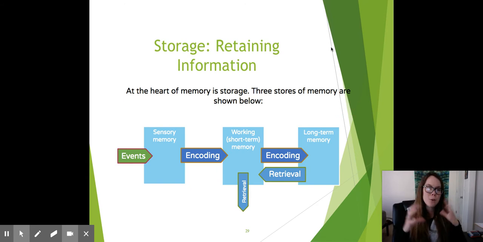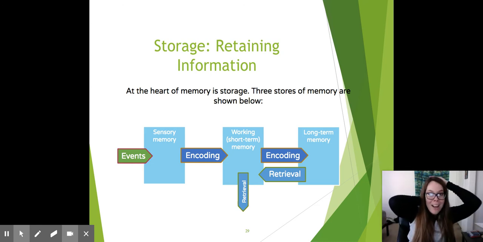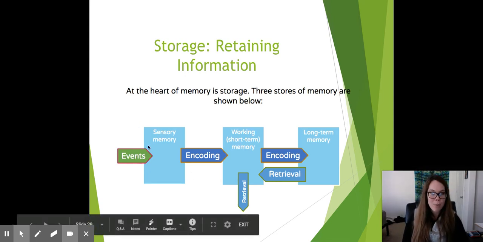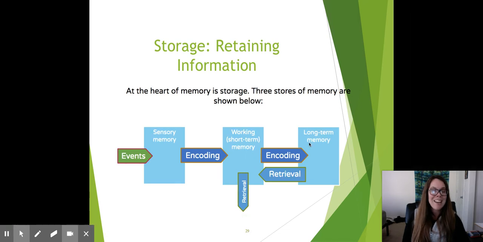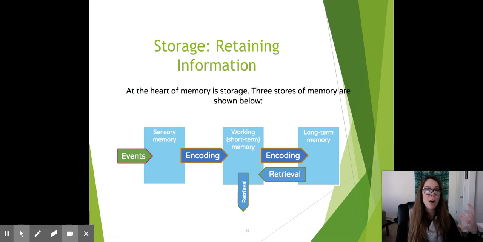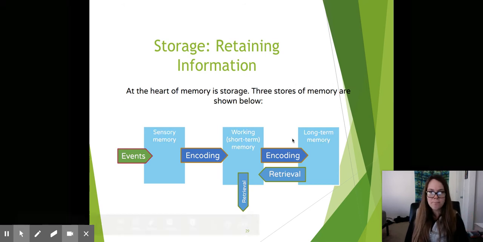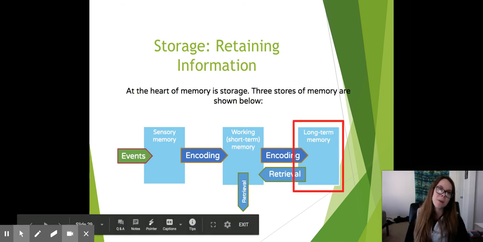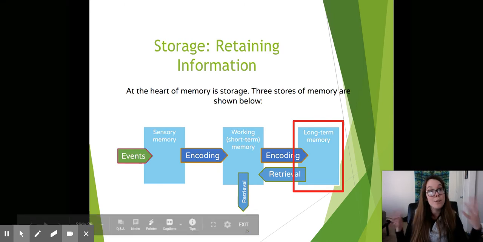So in this little fancy contraption, our Atkinson-Shiffrin model, we are now going to talk about storage. And at the heart of memory is storage. Why try to encode if there's nowhere to store it? So just a little reminder, we have our sensory memory. We already talked about encoding, and it's in our working and short-term memory, encoding, long-term memory, and we're going to talk about retrieval after. So we have to talk about retaining information in our storage systems. And we are going to be mainly talking about the long-term memory, since that is where we store our information.